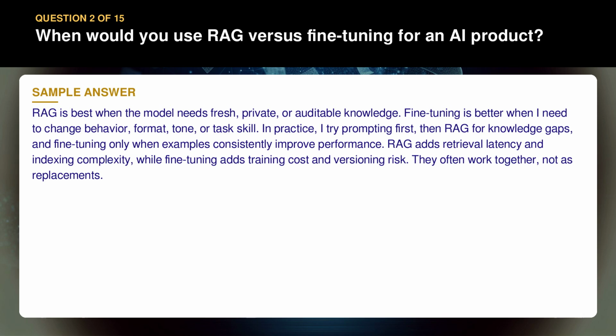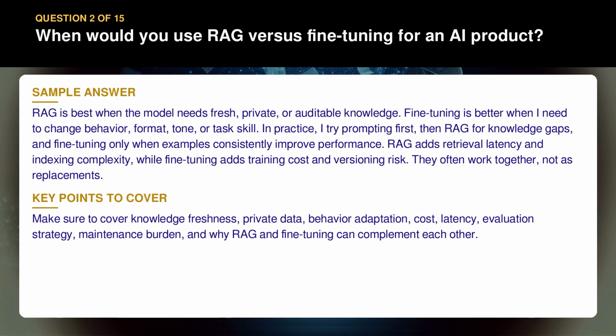RAG adds retrieval latency and indexing complexity, while fine-tuning adds training cost and versioning risk. They often work together, not as replacements. Make sure to cover knowledge freshness, private data, behavior adaptation, cost, latency, evaluation strategy, maintenance burden, and why RAG and fine-tuning can complement each other.